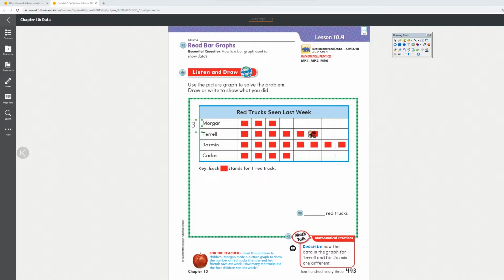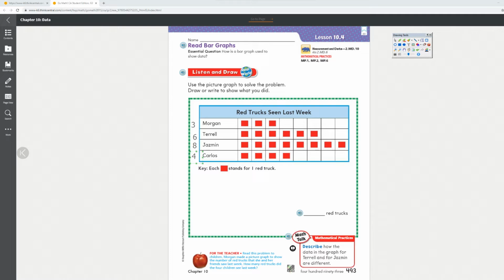Terrell, if we count his red boxes, you can see he has 6 red boxes. So Terrell has 6. He saw 6 red trucks. Jasmine, she has more than Terrell. She has 2 more than Terrell. So she has to have 8. And Carlos, if we count Carlos, he has 4.